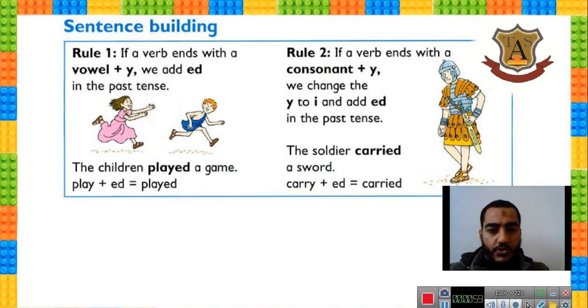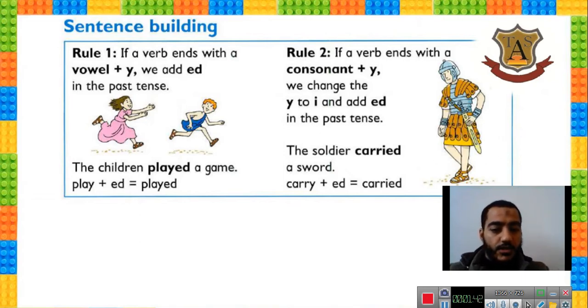We have rule 1 and rule 2. Let's read rule 1. If a verb ends with a vowel plus y, we add just ed in the past tense. Example, the children played the game. The children played again. The word play is a verb, ends with y, and before y is a vowel. A is a vowel.